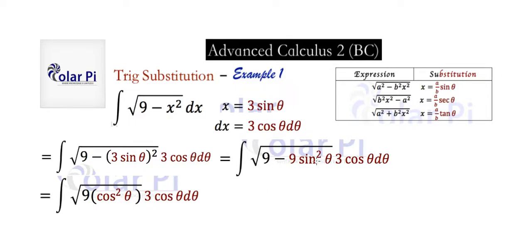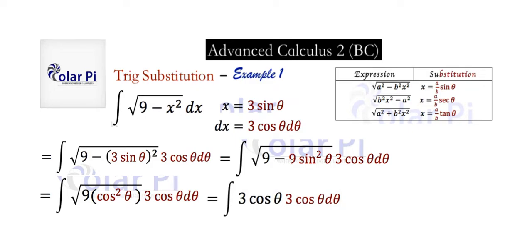And 1 minus sine squared theta is cosine squared theta. Therefore, 9 minus 9 sine squared theta can be replaced with 9 times cosine squared theta, after factoring out a 9 and seeing that 9 minus 9 sine squared theta can be written as 9 times the quantity 1 minus sine squared theta. Now, the square root of 9 times cosine squared theta is just 3 cosine theta. And notice that from dx, we already had a 3 cosine theta. So that means this is our next step.